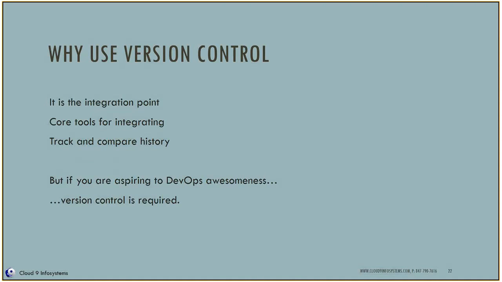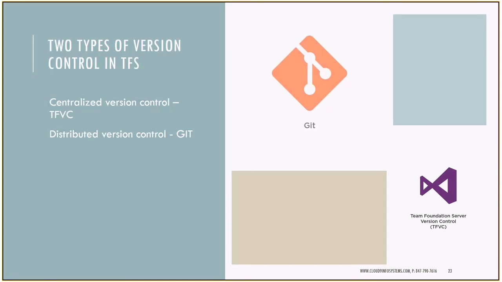There are two types of version control that we'll be looking into. You've got the Team Foundation Server version control, the TFVC, and we've got Git. Now, the real difference between the two of them is basically how they work. TFVC is a centralized version control, and Git is a distributed version control.